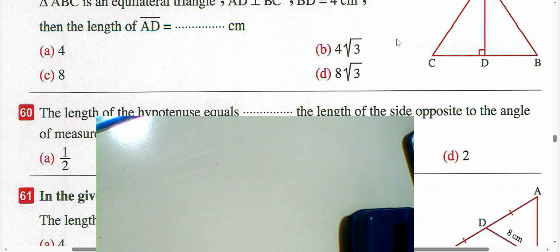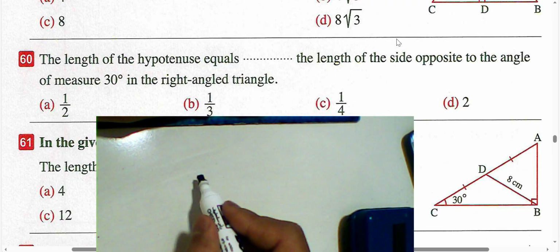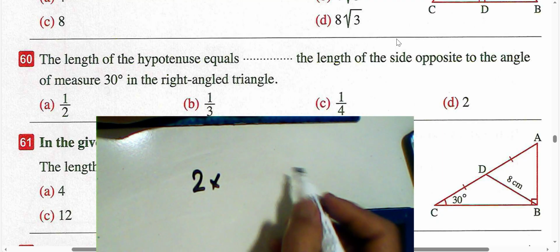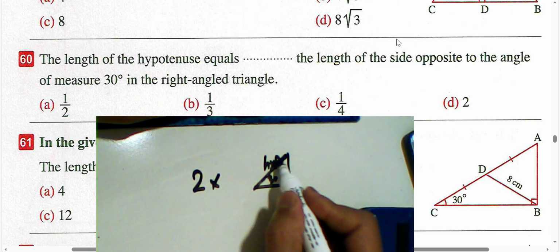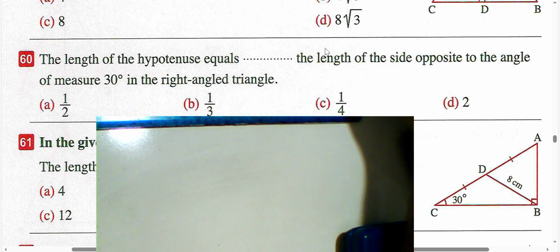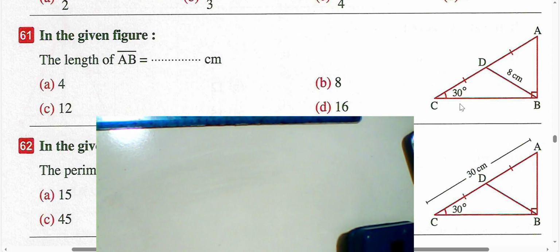Next question. The length of the hypotenuse equals twice the length of the side opposite the 30 degree angle. Like this, if you have 30 degrees, then the hypotenuse is twice the line segment opposite 30. Right, twice. Choose letter D. Next question.